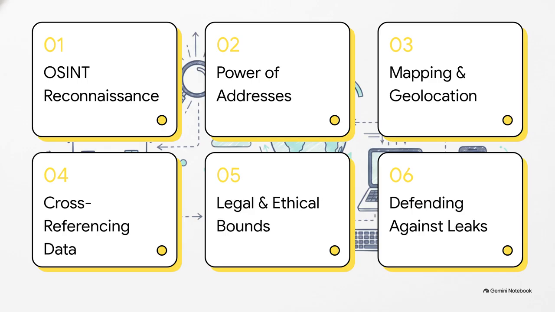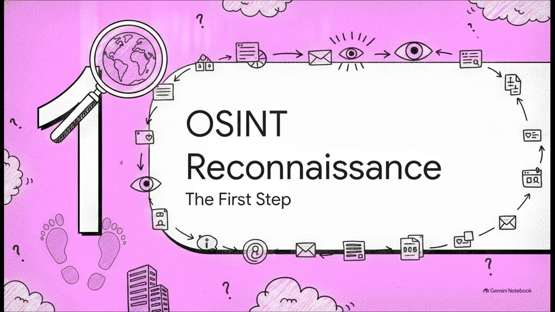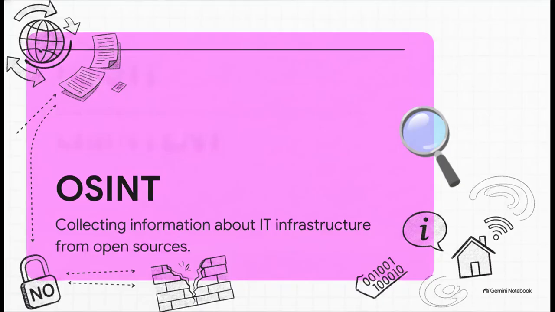Let's get to it. Okay, Section 1, the OSINT reconnaissance phase. This actually lines up perfectly with the very first step in the MITRE ATT&CK framework for enterprise security. Now, the most crucial thing to grasp here is that OSINT relies 100% on publicly available data. We are not talking about hacking.